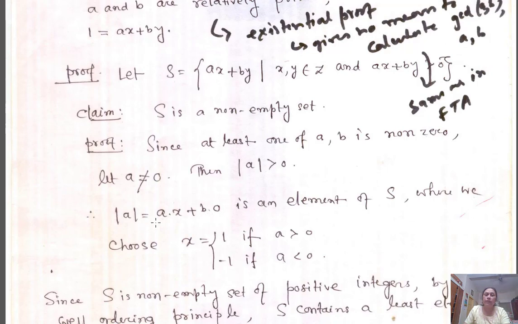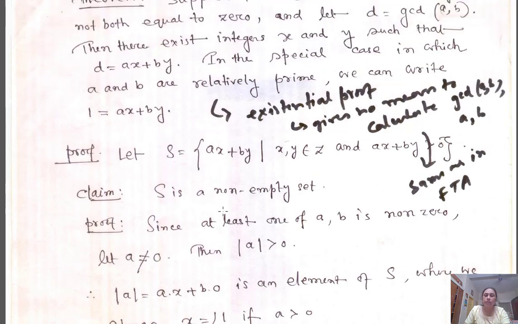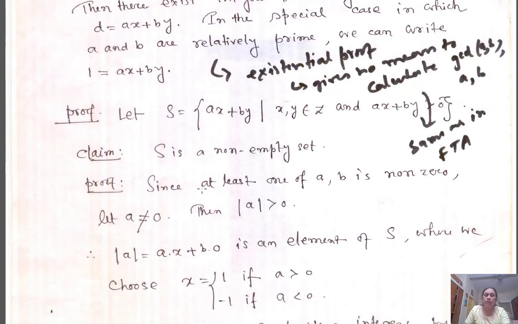Okay, mod A can be written as A times x plus B times 0. That means at least one of A and B is non-zero. Suppose A is non-zero. Then mod A is always greater than 0, so you can write this integer mod A as ax plus b0, where x is 1 if A is greater than 0, and x is minus 1 if A is less than 0.